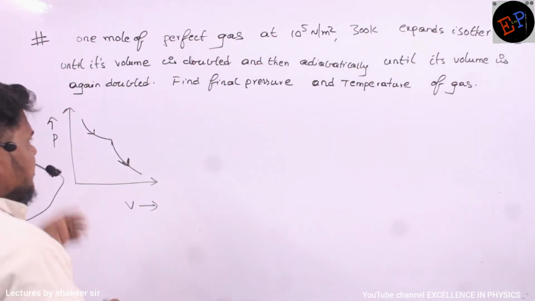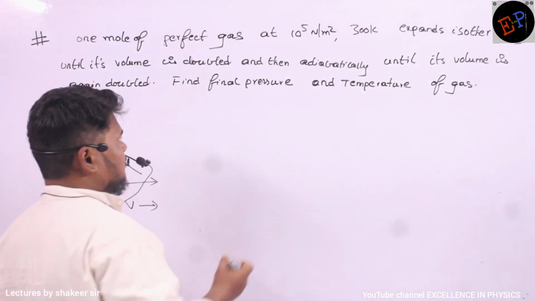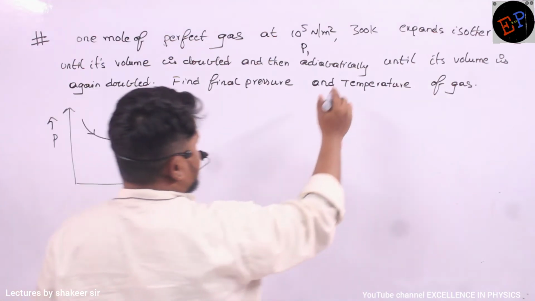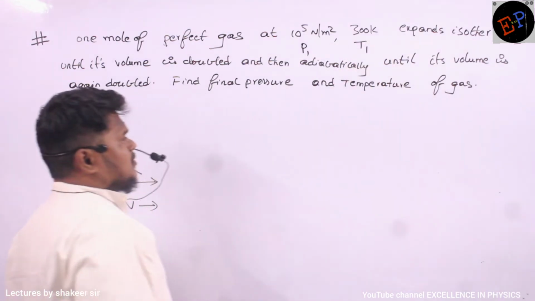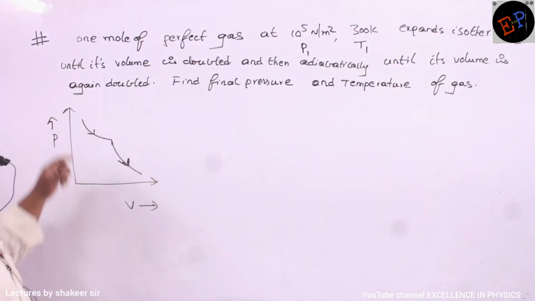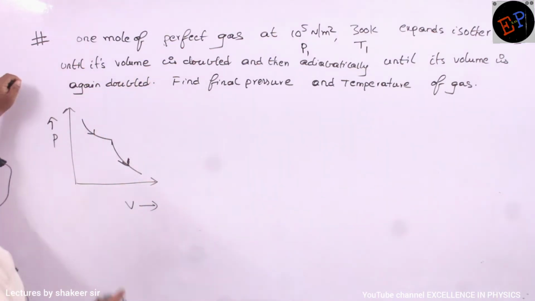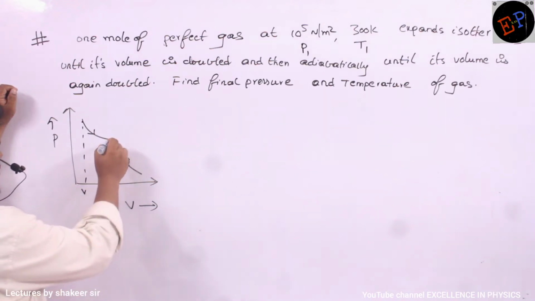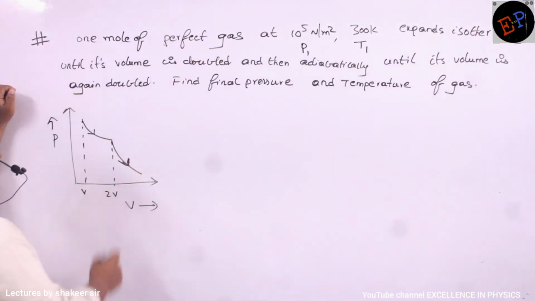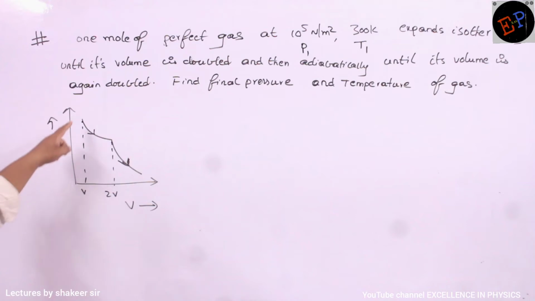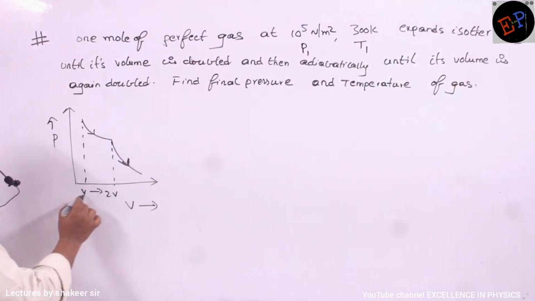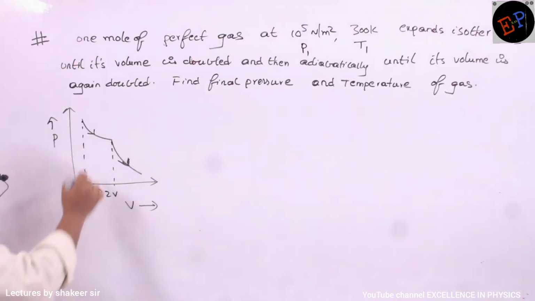So 1 mole of perfect gas at 10 power 5 Newton per meter square. What is this one? This is the initial pressure. And this is the initial temperature. So it expands isothermally until its volume is doubled. It means if I consider this is the initial volume V, then it is expanding until its volume becomes 2V. In the first process, it is expanding isothermally. Expanding means volume is increasing, so we are moving from V to 2V. So definitely this is the isothermal process.